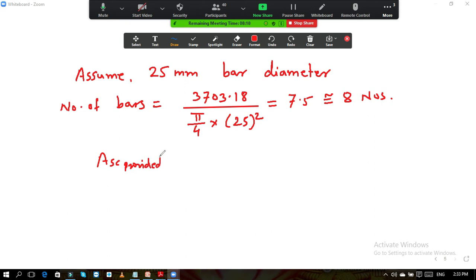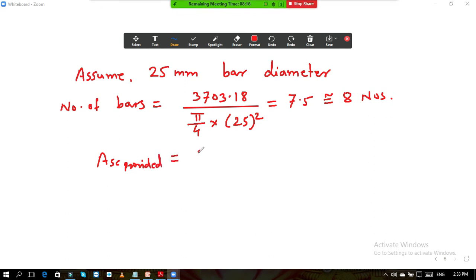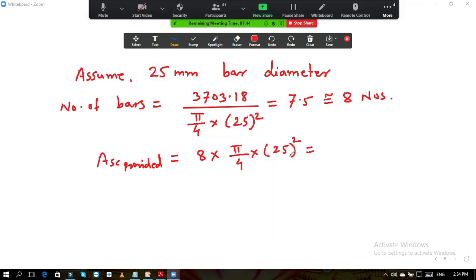What ASC have we provided? It is 8 into pi by 4 into 25 square. This is the ASC provided: 3926.99 mm square. And it is far more than what is required.